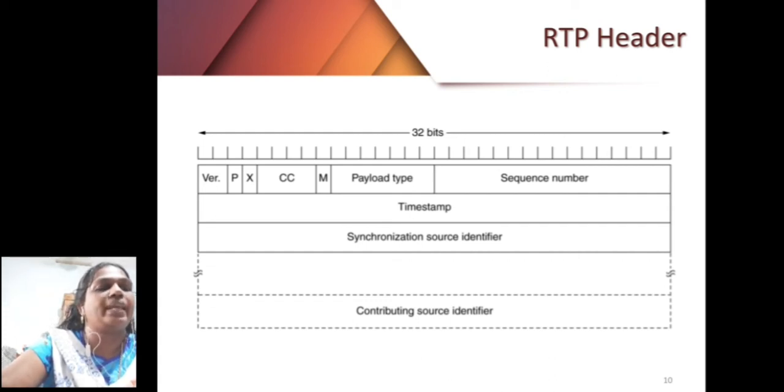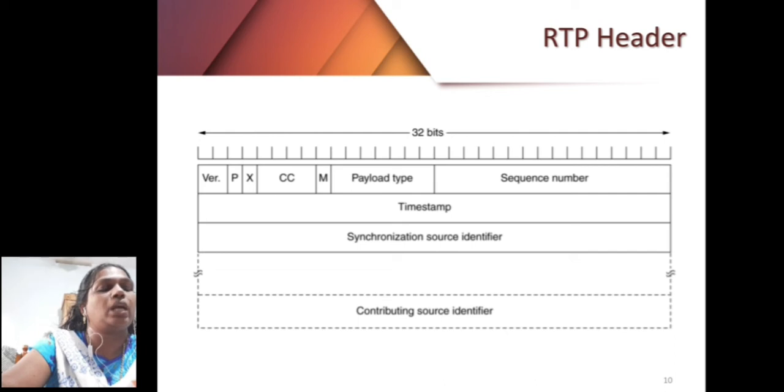Then X represents whether extension of the header is permitted or not, and CC specifies whether contributing sources are present in the message or not. And M specifies the marker bit, which is a unique start bit field indicating the start of the RTP packet.